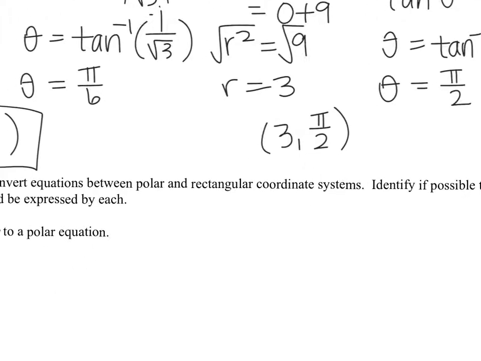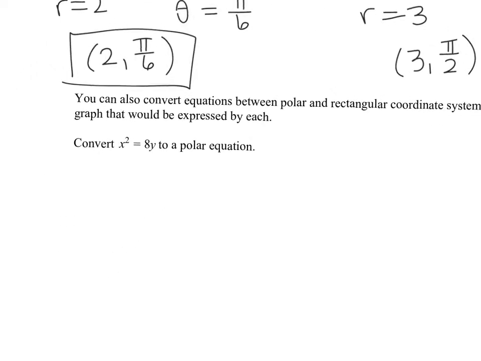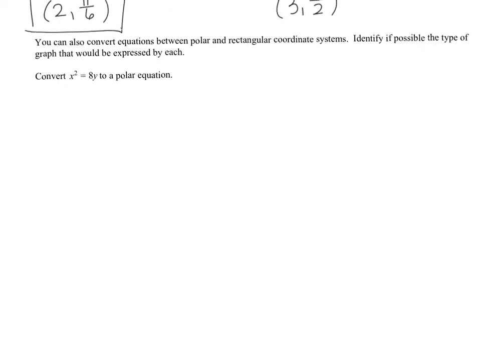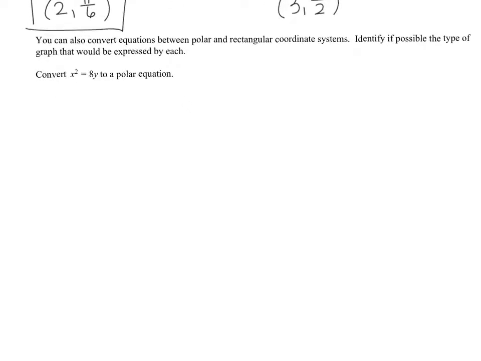So the last thing we're going to take a look at is converting equations between polar and rectangular coordinate systems. And then we're also going to talk about how to identify the type of graph that would be expressed by each. Now you're not going to have to worry about understanding polar equations as much in section 4 because the main thing to get from this is the conversion and the graphing of polar coordinates. We will talk more about polar equations in section 5, but it's still a good idea to see how the polar equations relate to our rectangular equations as well.